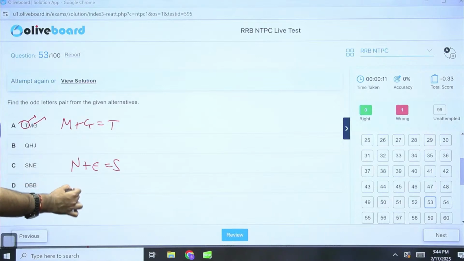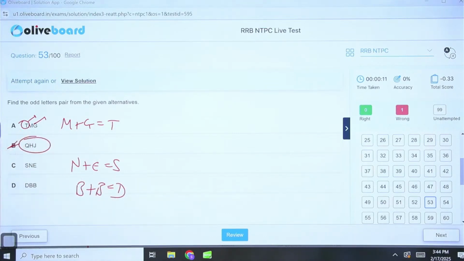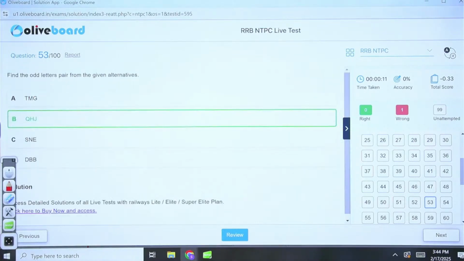Similarly, 2 plus 2 becomes 4. But this one does not follow the logic. So QHJ is your odd one out or the classified object. Done. Next.